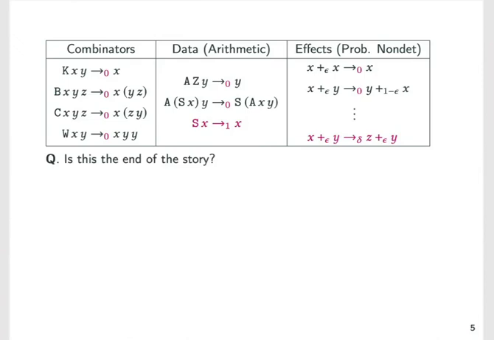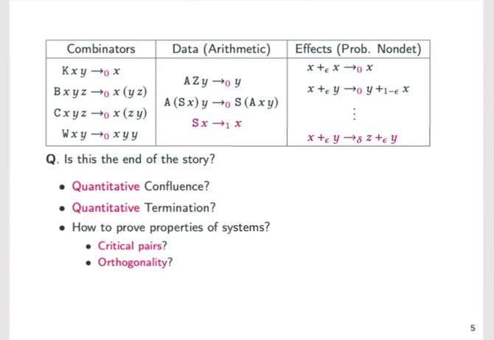So we may ask, okay, are we done? I mean, is this the end of the story? And the answer is not really, because if on the one hand, this definition seems natural and intuitive, reasoning about these definitions may not be so. So, for instance, to me, it was not obvious what quantitative confluence or quantitative termination should be in this setting.